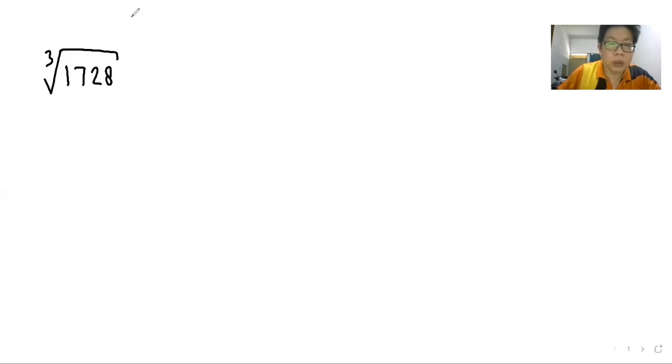Find the cube root of 1728. We know that 2 cubed is 8, because the last digit here is 8. Because 2 cubed is 8, I know that the cube root of 1728 must be something 2.